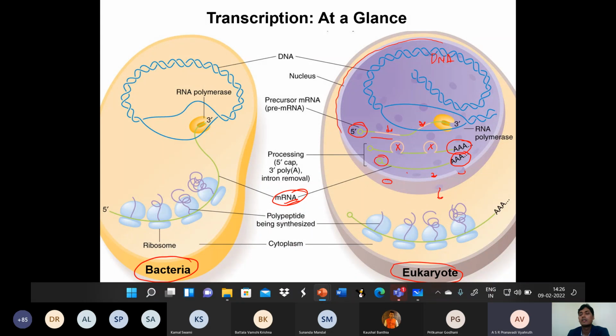Because in the cytoplasm there is only the ribosome, and the ribosome translates the protein. So as a result, this mRNA should be exported to the cytoplasm, and after that, translation will be started by the ribosome. This is the ribosome.